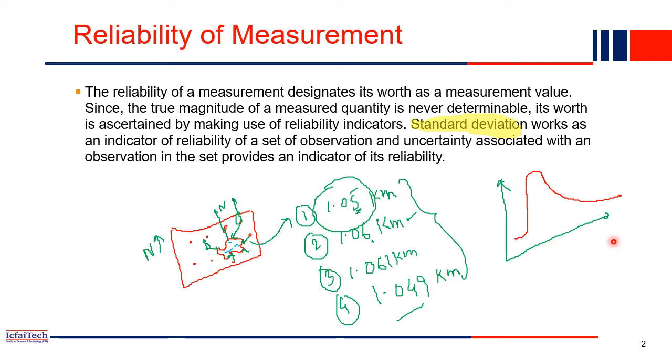Some values will be very high, but their quantity will also be less. Let me draw it here. Say in total you have measured this length 100 times, and you got 100 different values. Out of the 100 values, almost 60 values will be similar to 1.05.